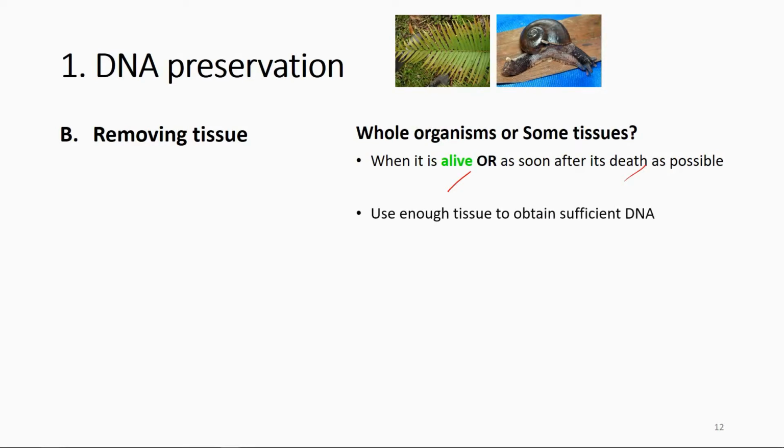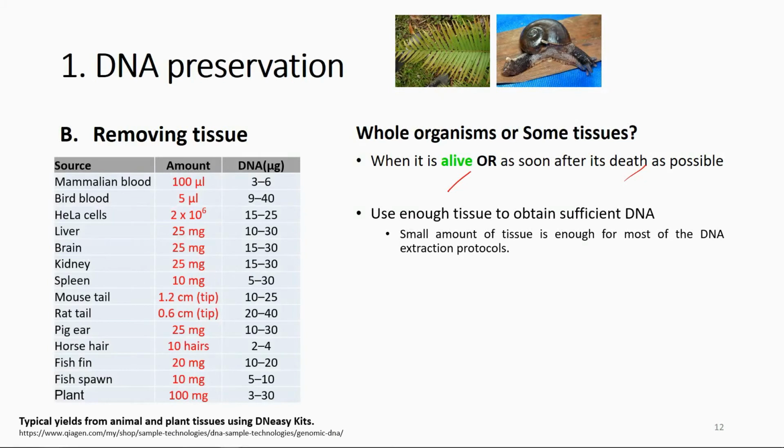So you have to make sure you get enough tissue so that you can obtain sufficient DNA. For most of the DNA extraction protocols and downstream lab procedures, you only need a small amount of tissue. So for example, this is one of the extraction kits, okay, extraction methods. This is the amount of the starting material, the tissue that is required for you to get a certain amount of DNA. So you can see for different types of tissue, you need different amounts, and the quantity of the DNA also differs.